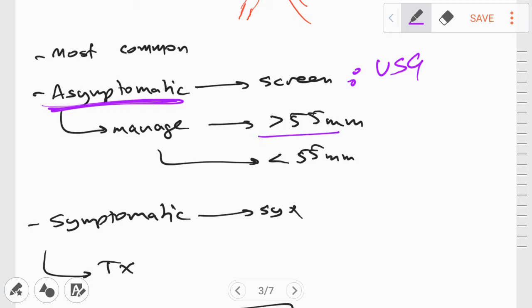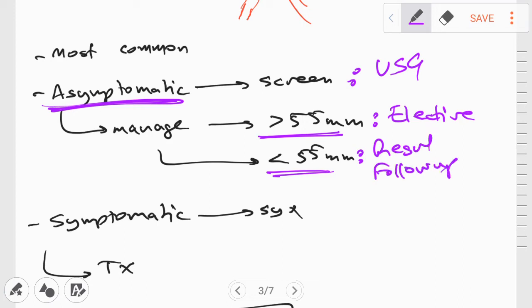If the diameter of the aneurysm is more than 55 millimeters, then we might have to go for elective repair of that aneurysm, even though it is asymptomatic, because we have a risk of rupture, so we would prefer to go for elective surgery. If it's less than 55 millimeters, then we can usually do regular follow-ups. So what you do is you bring the patient for follow-ups and you keep doing the ultrasound and check if the situation is getting worse or whether it becomes symptomatic, for example.